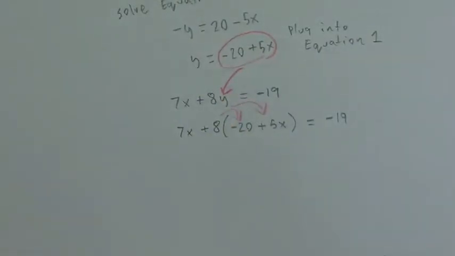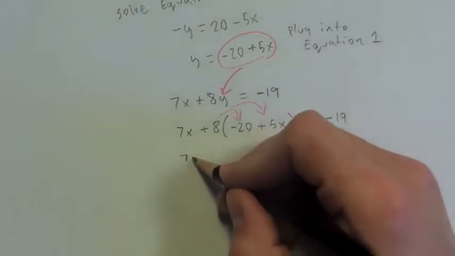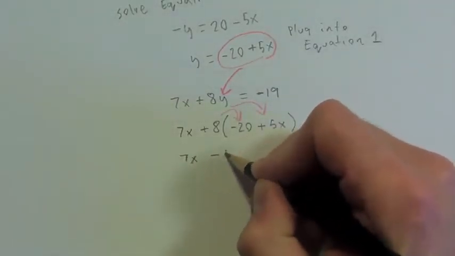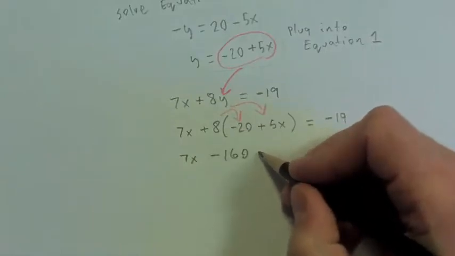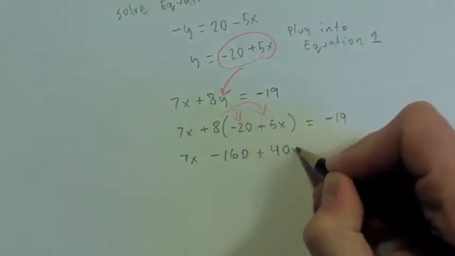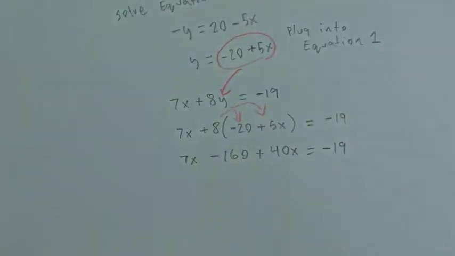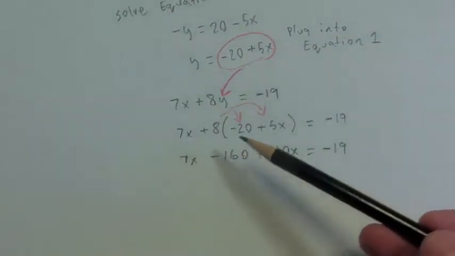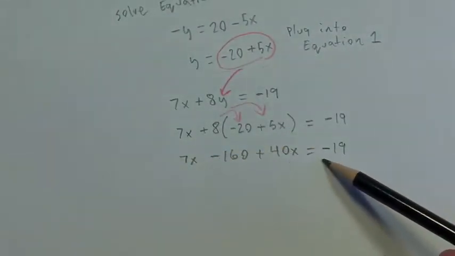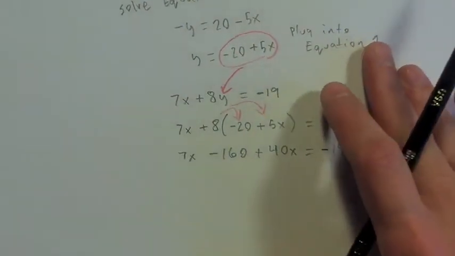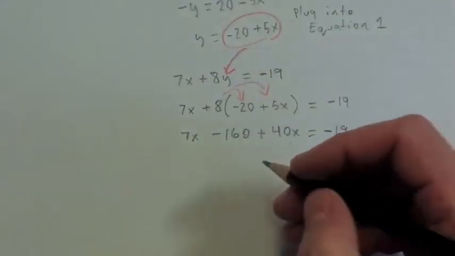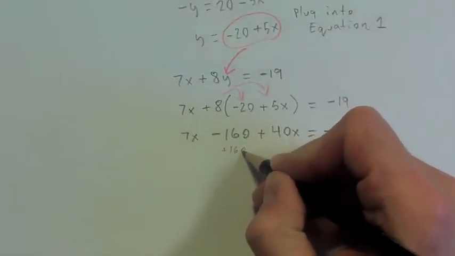8 times 20, and that's a negative, so I have 7x minus 160, plus 40x is equal to negative 19. I'm going to combine like terms here to give me 47x, and then I'm going to move that 160 over. No matter how far we get in math, I still see this common issue here. Make sure you add 160 on both sides.